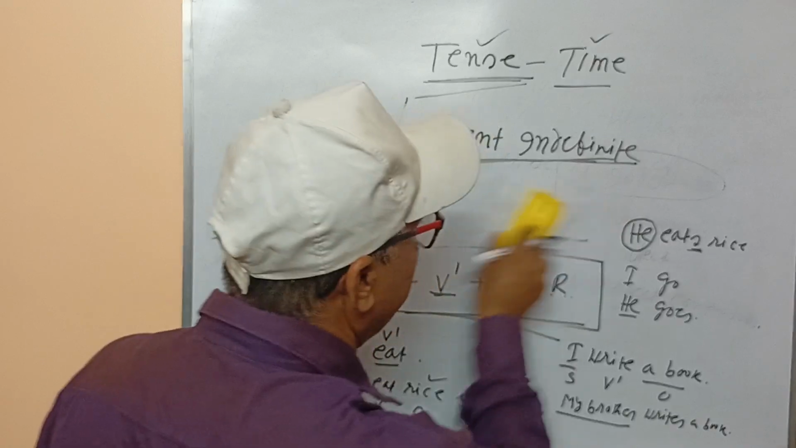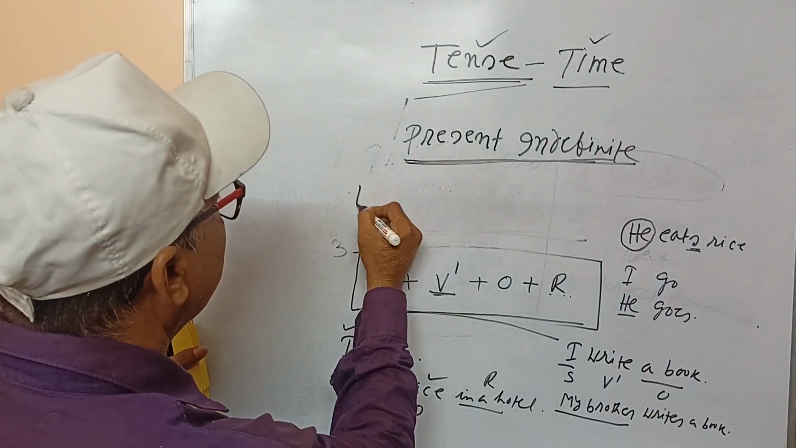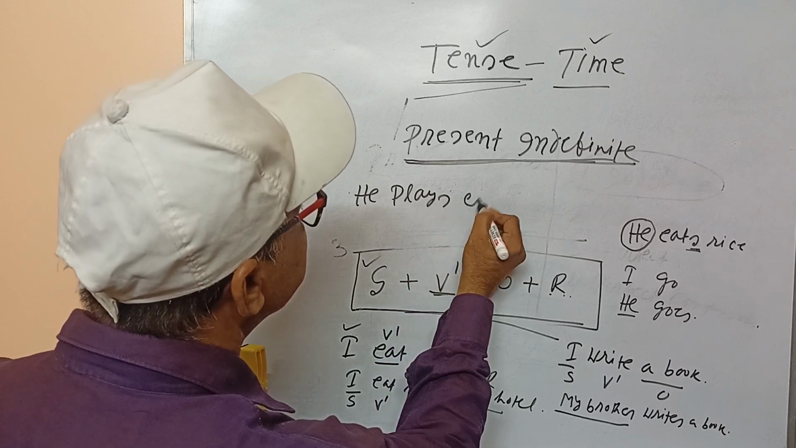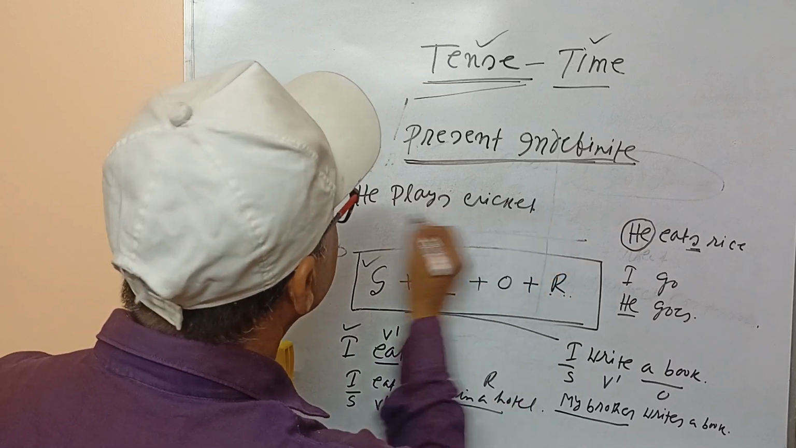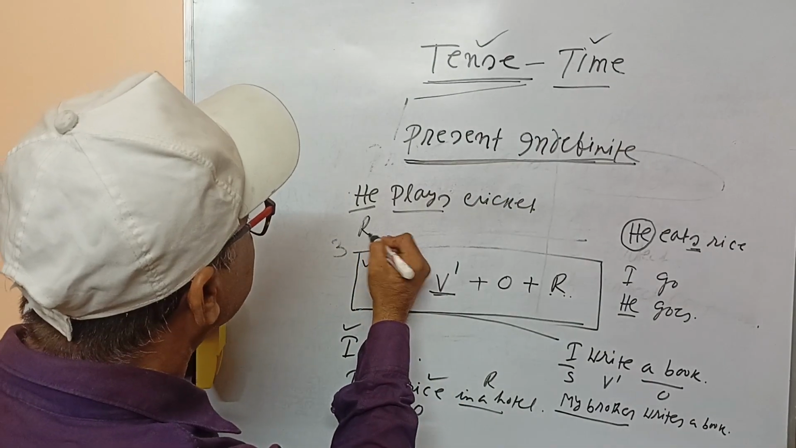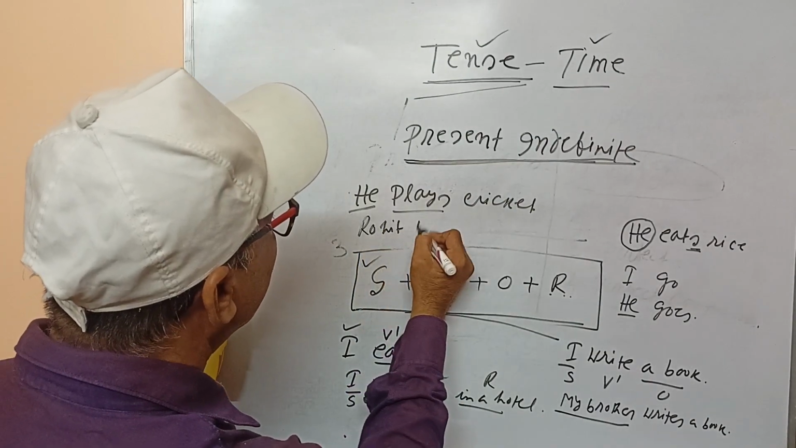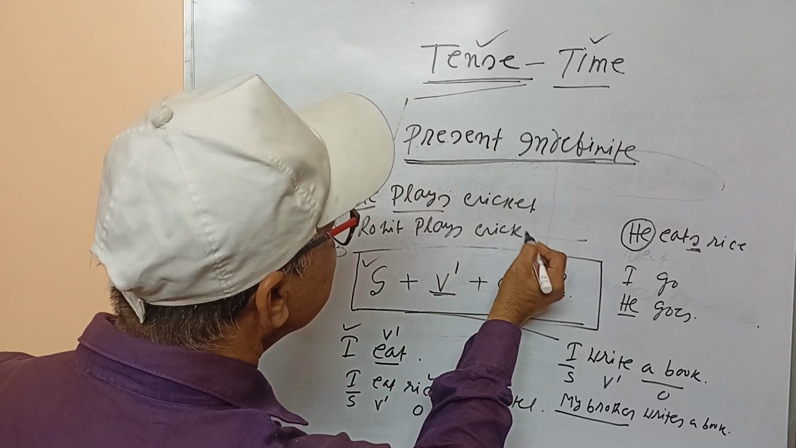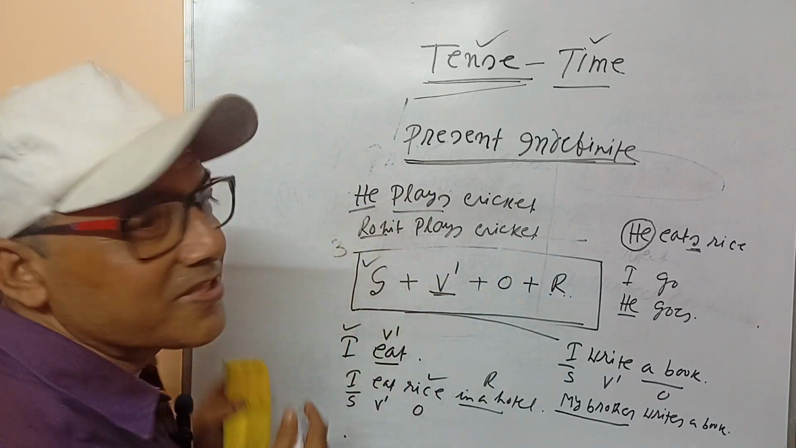Again, I am giving a lot of sentences. The example of a lot of sentences like he plays cricket. See, again, third person number. Rohit plays cricket. Rohit, third person singular number.